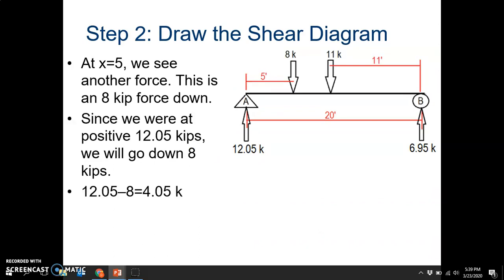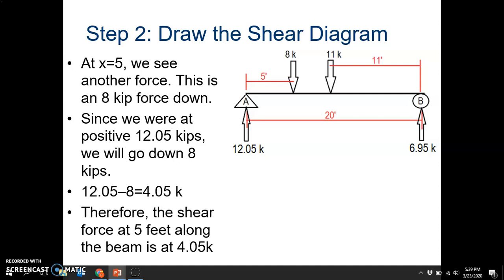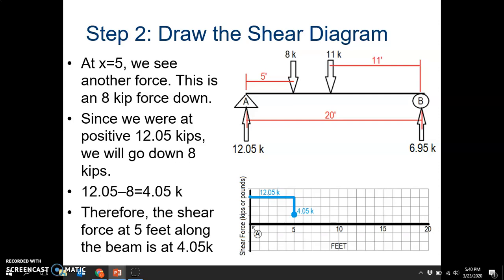So we were at 12.05 kips. Now we're going down 8 kips. So what's the shear force at x equals 5 feet? It'd be 4.05. Therefore, the shear force at 5 feet is 4.05. Then what happens? Well, I'm going to keep going in a straight line.